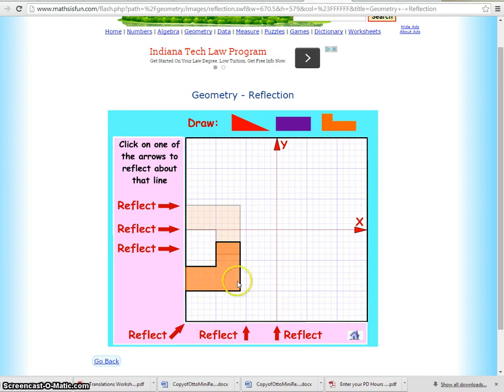I'm going to reflect this now over the y-axis, but I could reflect it over any vertical mirror line. Watch. And you'll see the mirror image taking place. Now, when it went from this image to this image, what happened to the x and y coordinate pairs? The x numbers, of course, are the first number listed in the pair, and the y numbers are the second number listed in the pair.